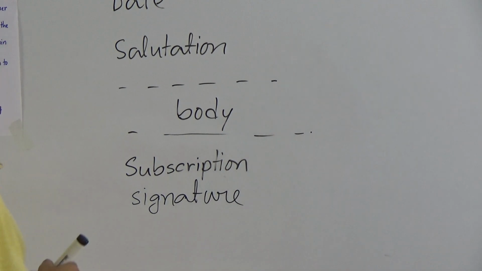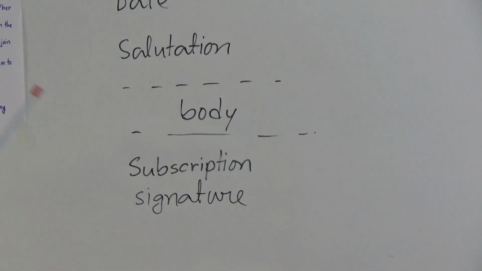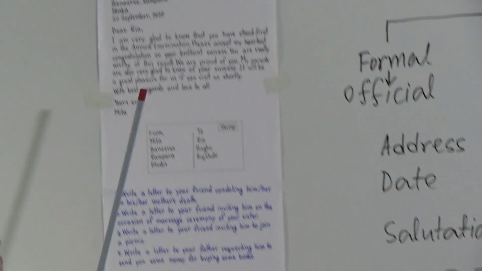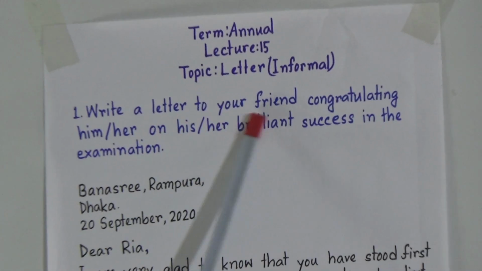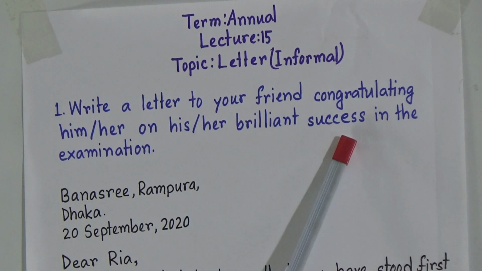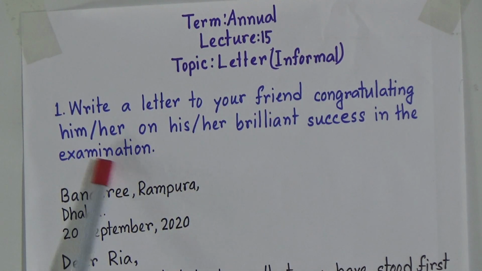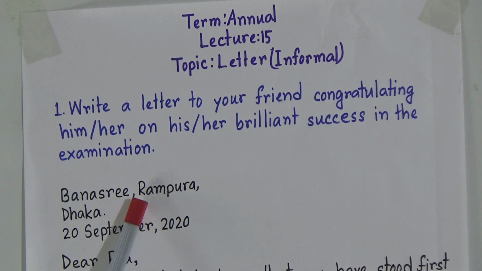And now look, my dear students, there is a sample of a letter. Write a letter to your friend congratulating him or her on his or her brilliant success in the examination. So this is the question, and we will follow this structure. At first we will write our address. Suppose we live in Bonosree. So this is our address: Bonosree, Rampura, Dhaka.